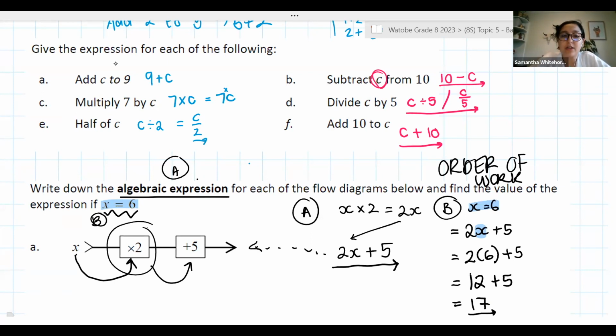So when we are having a look at flow diagrams, it's sort of like writing an expression like we did in the previous example, but now there are no words. We have to follow the order of work in order to get an expression.